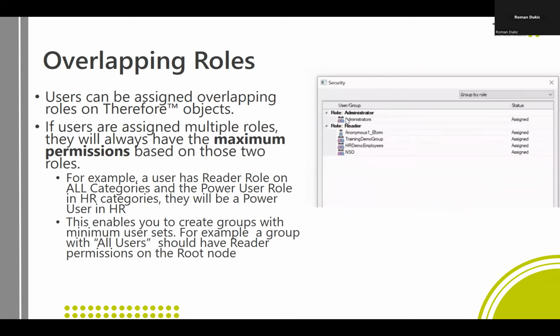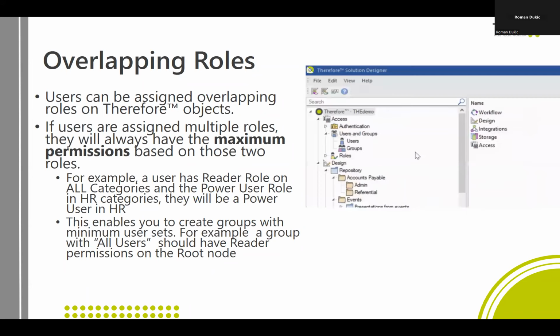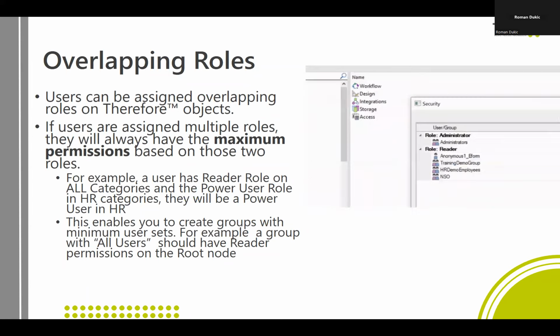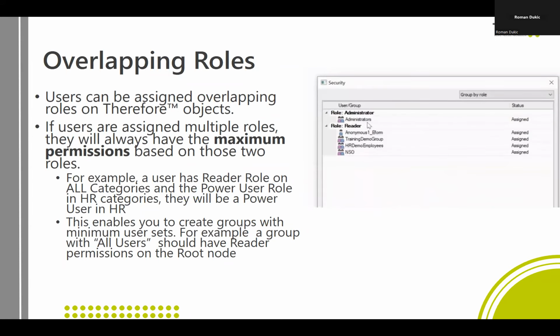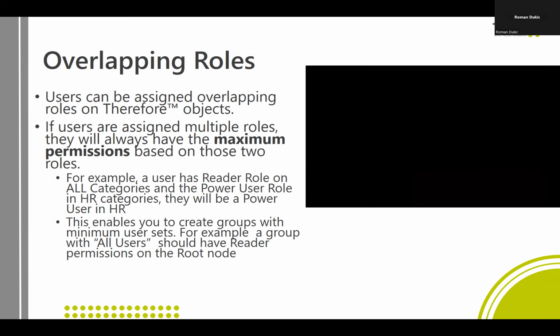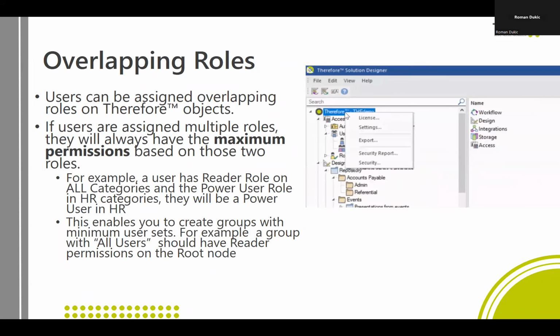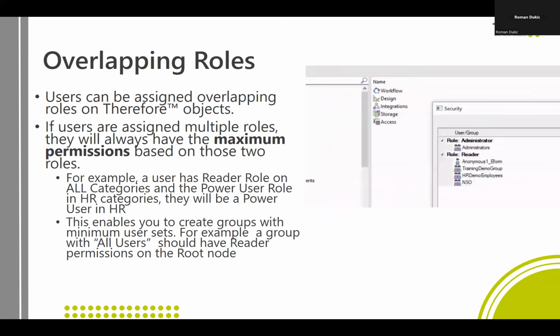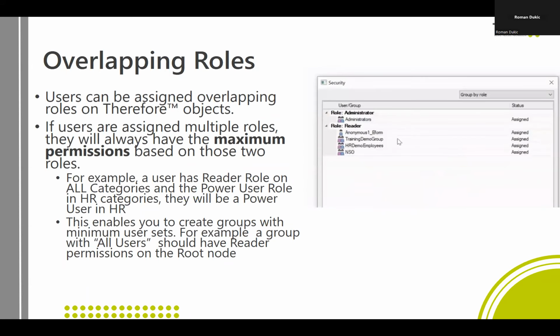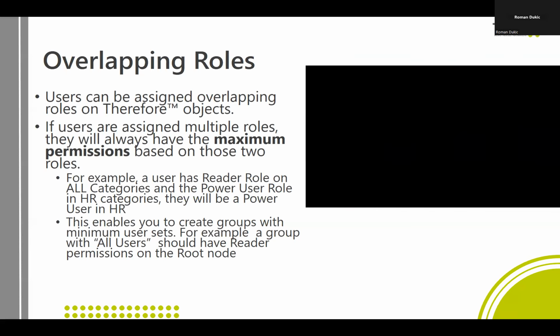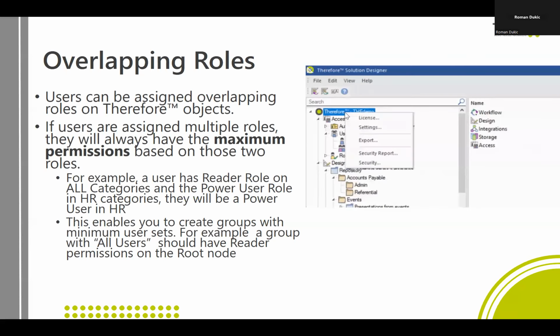All users need to first have permissions on the root node, which is in the Solution Designer, the little Therefore symbol at the top, and that's to give them access to the system in general. So the easiest way to do that is just to create a big group where you put all your users inside and give them all the reader role on the root node. Then, once they have that, you can fine tune the permissions within the categories and workflows, etc.